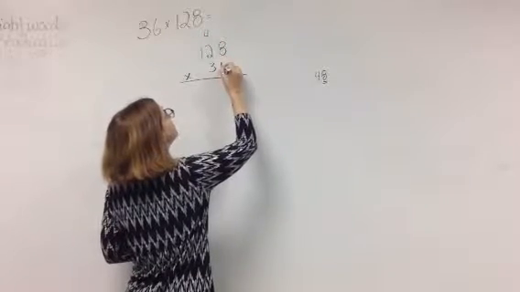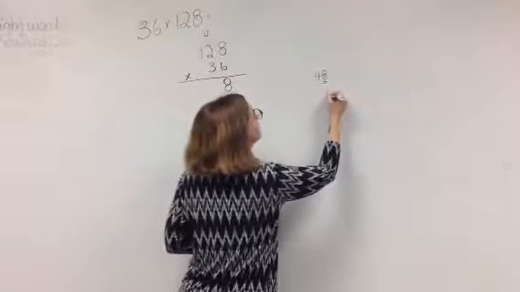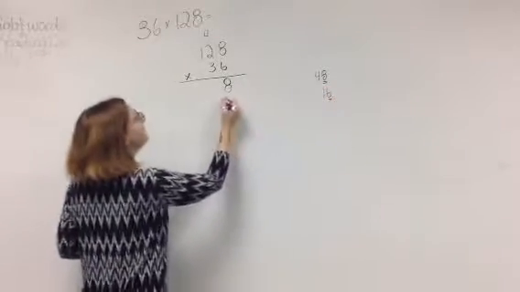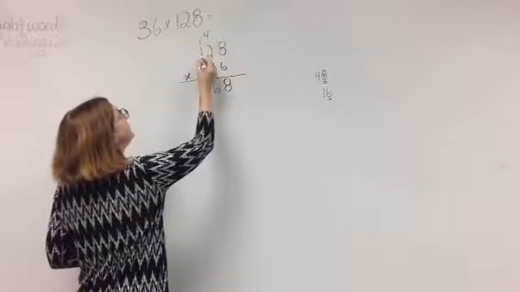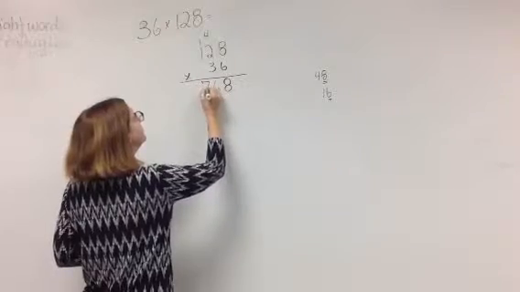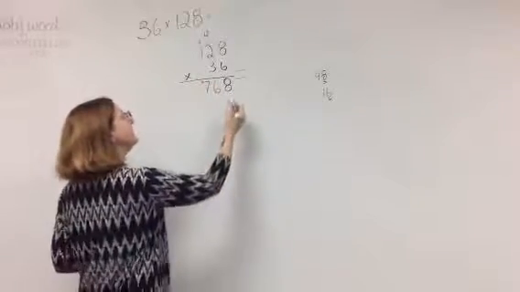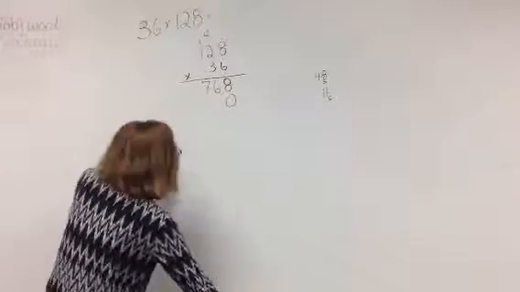2 times 6 is 12, plus 4 is 16. I'm only going to put the number from the ones place. I'm going to regroup that 1. And I'm going to say 1 times 6 is 6, plus 1 is 7. Now, my next step is to put a 0 here, because I'm on the next line.